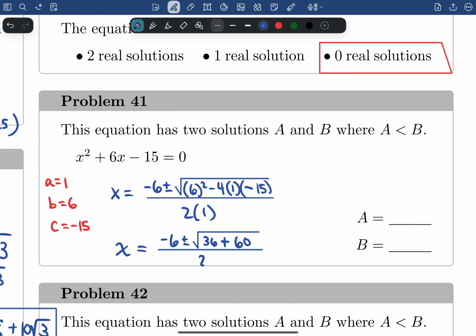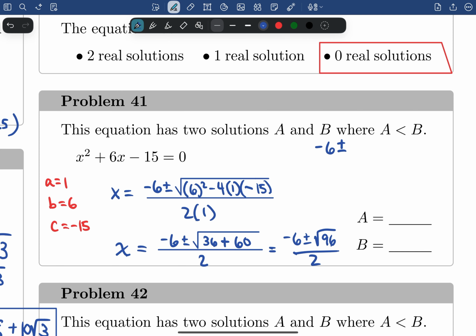And then that's divided by 2. Let's take this a little further. Like 36 plus 60 is 96. So I have negative 6 plus or minus the square root of 96 divided by 2. And 96, you see, it's a multiple of a perfect square. So we could kind of clean this up a little bit. I'll do this up top.